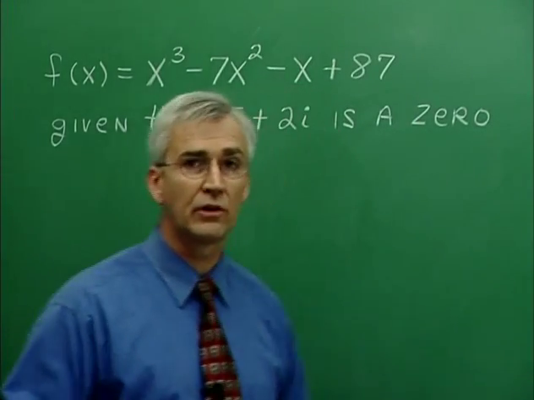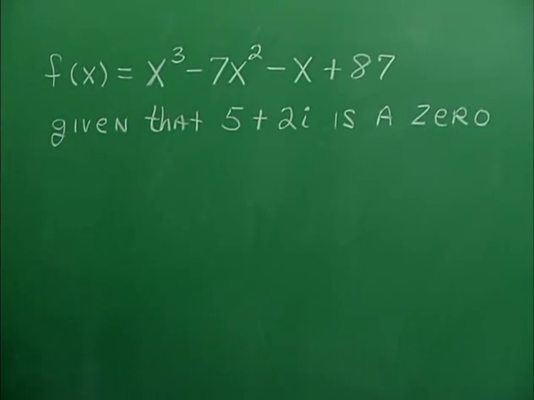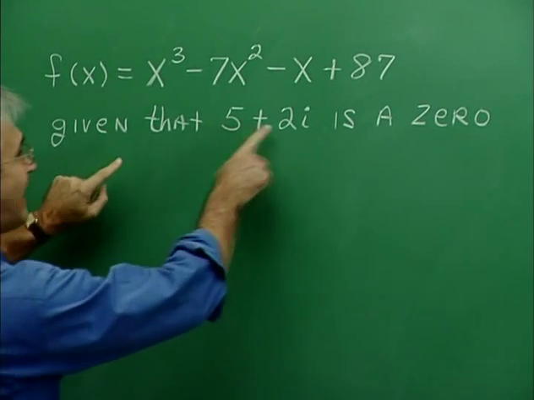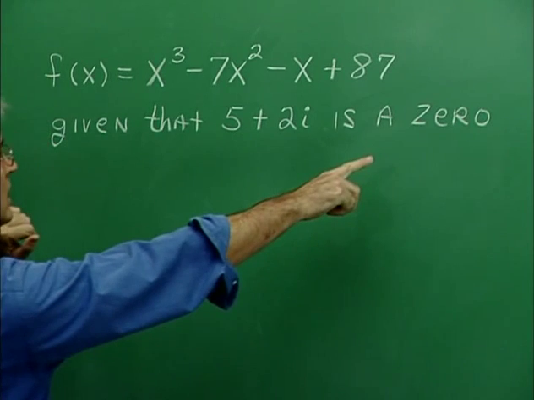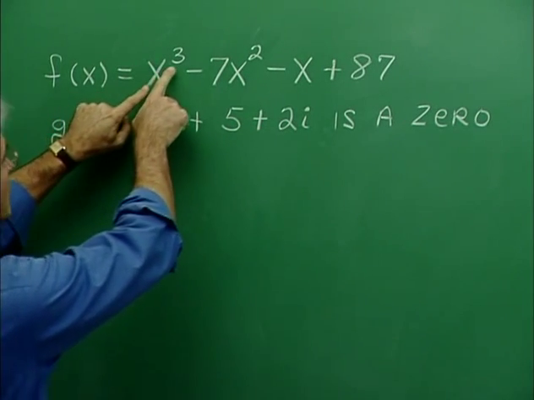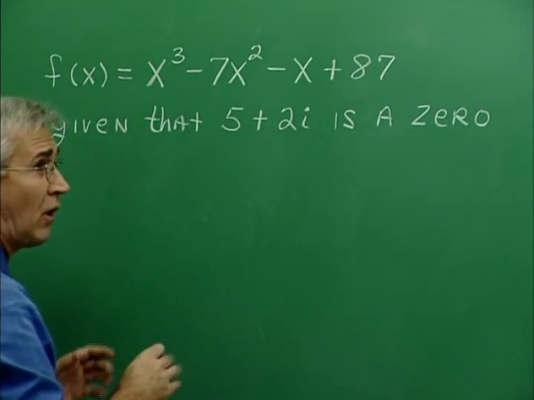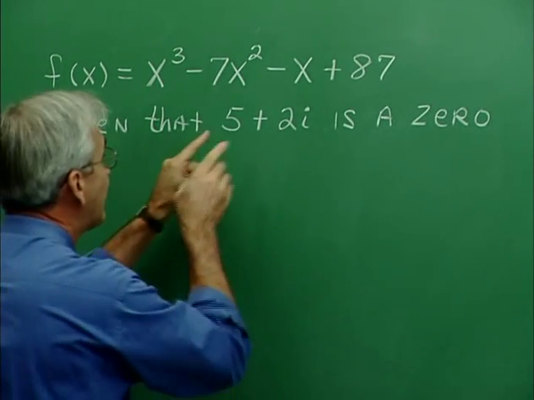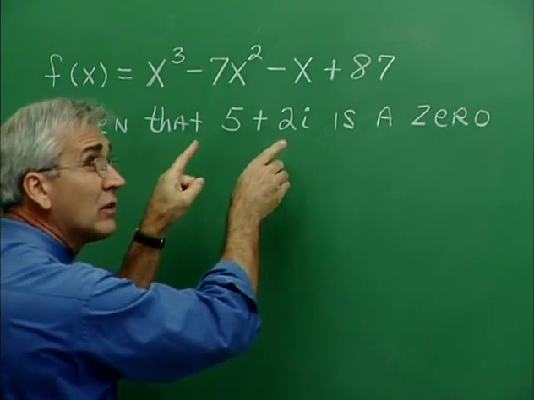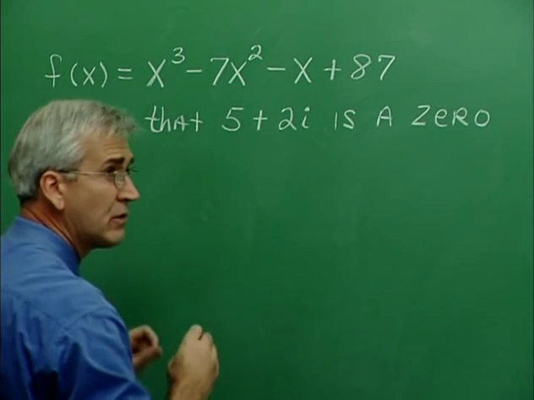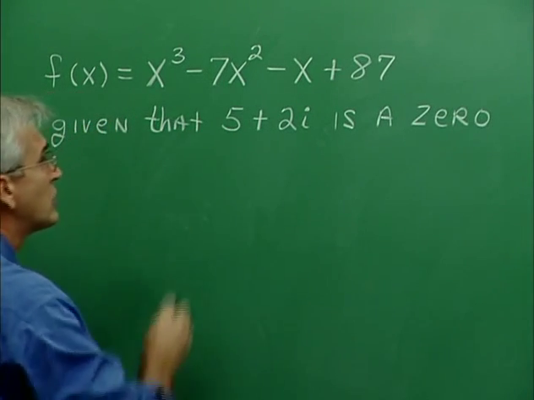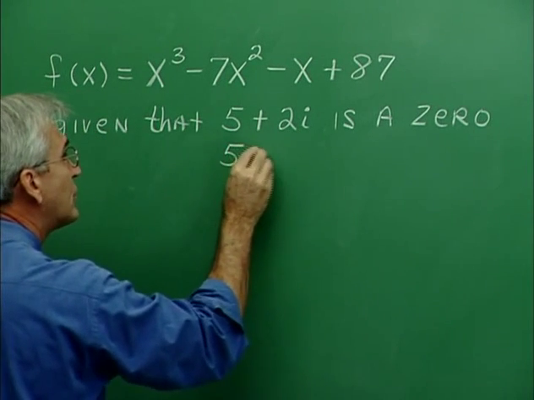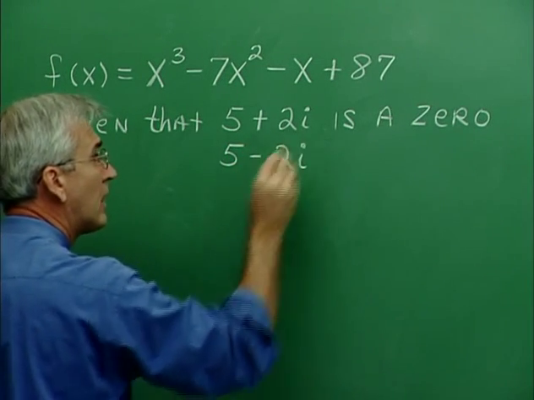Here we have a third-degree polynomial function, and let's say we want to find the zeros, and we're given one of them. We're given that 5 plus 2i is a 0. Now, we have a third-degree polynomial function, so there are only 3 zeros to find, and we know that since we have a complex zero, that complex zeros occur in conjugate pairs. So if 5 plus 2i is a 0, then 5 minus 2i is also a 0.